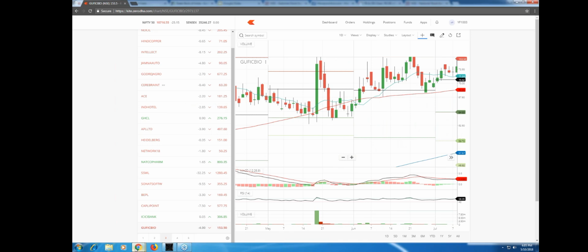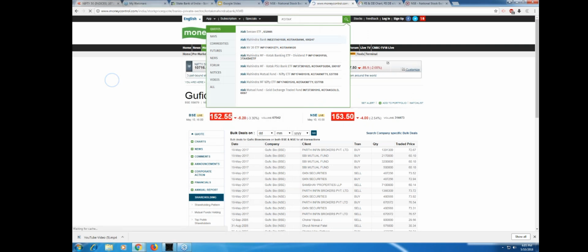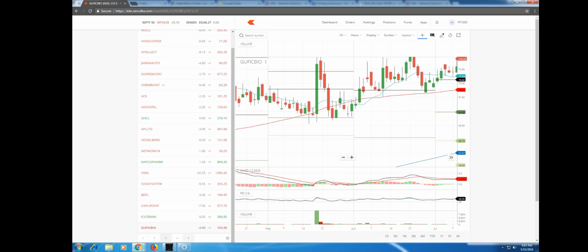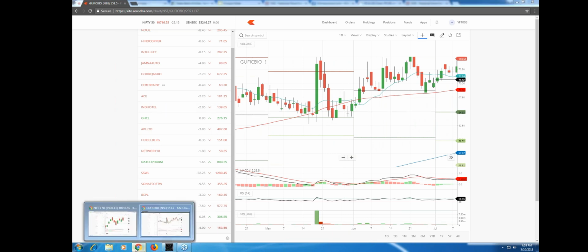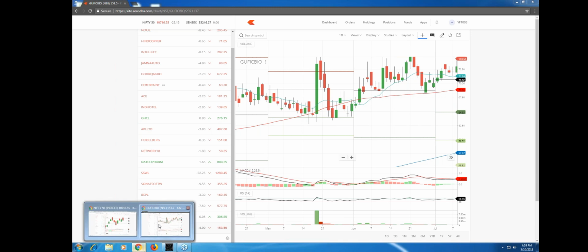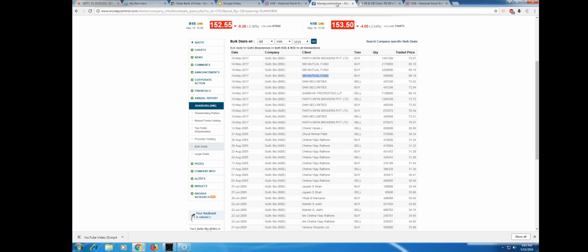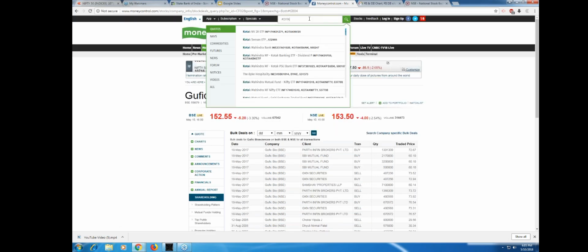I want to show you Kotak Mahindra. According to the rule, I gave an entry at this point, right? Similarly, I want to show you Kotak Mahindra Bank, right? What is happening in Kotak Mahindra Bank?